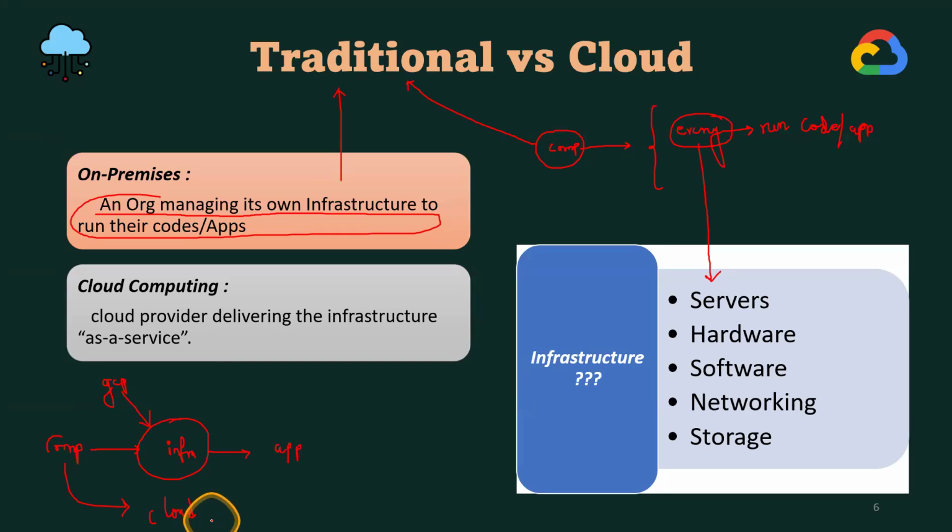In this one, the company has to pay the cloud provider in the pay as you go model. That means how much amount of resources they are utilizing, they have to pay for that much money. Okay, so this is the main difference between the traditional working model and the cloud computing model.